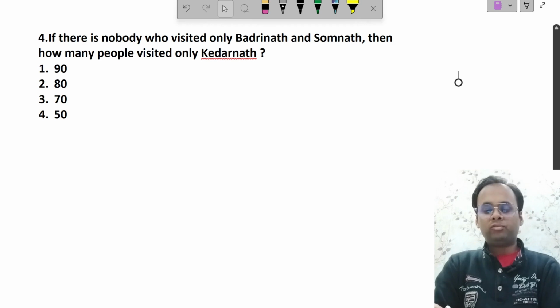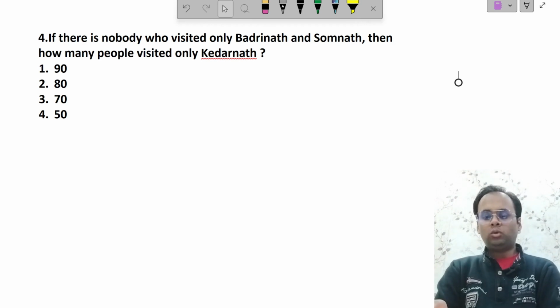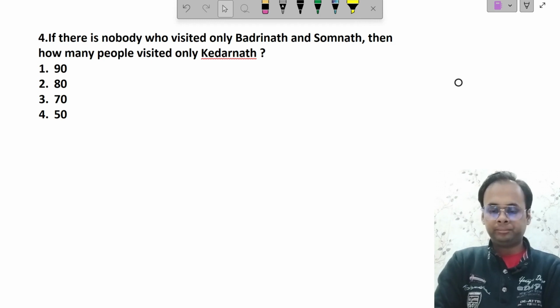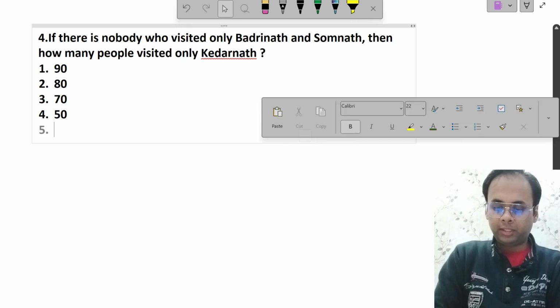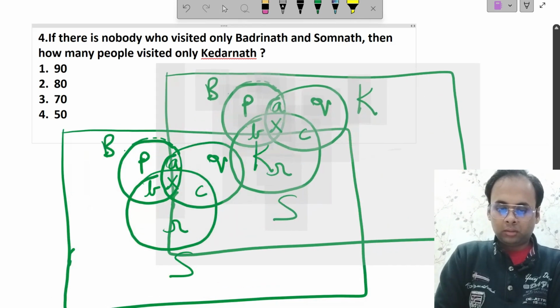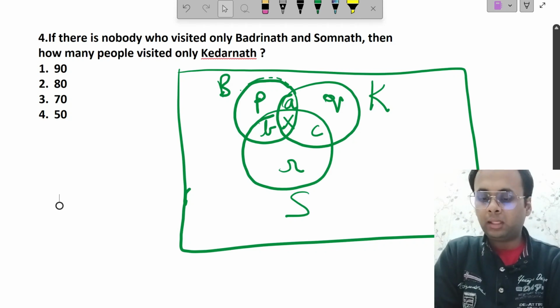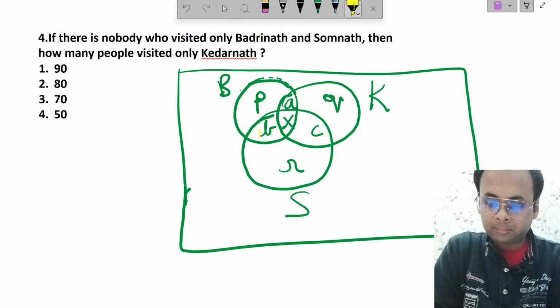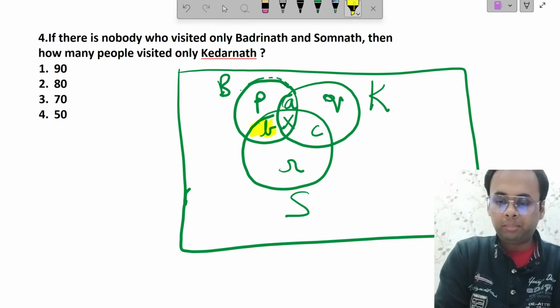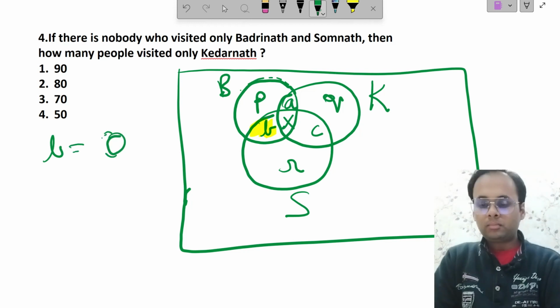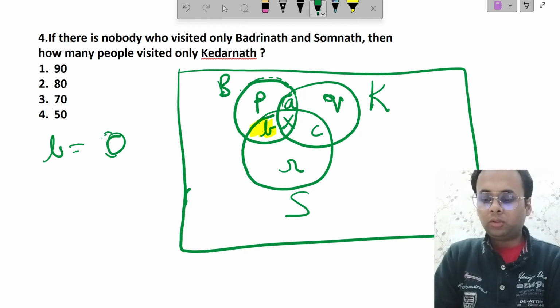So next question we have, if there is nobody who visited only Badrinath and Somnath, then how many people visited only Kedarnath? Okay, so let me just paste the scenario over here. If there is nobody who visited only Badrinath and Somnath, which region is this? This one. So it means that B is equal to 0. Then how many people visited only Kedarnath?